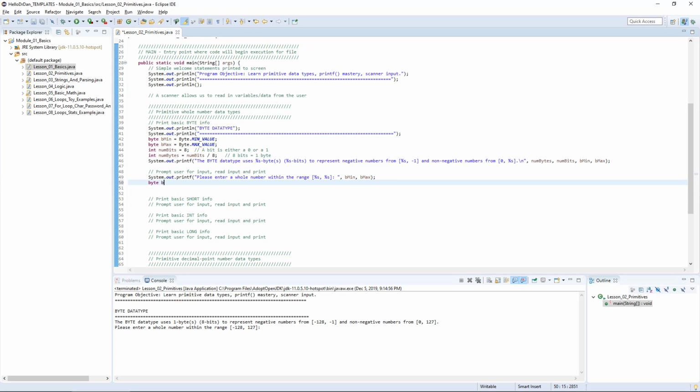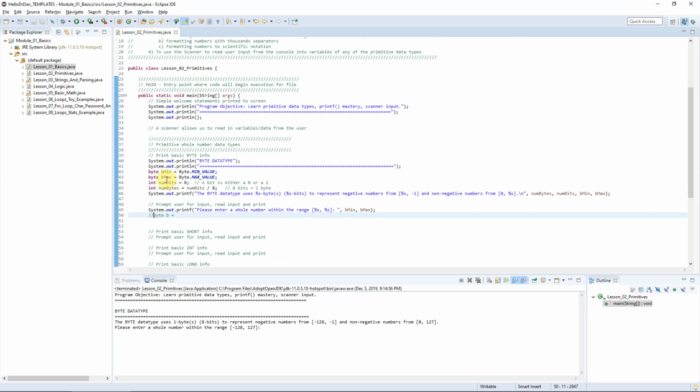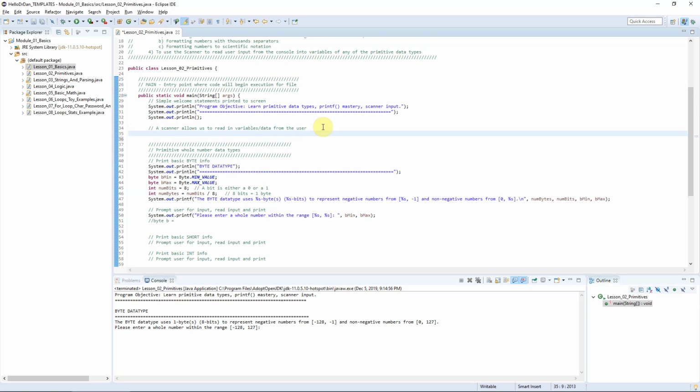So I'll say byte b equals, and now we need to actually figure out a way to read in information from our user. So we're going to do something new that we've never done before. I'm going to comment this line out because I'm not quite ready to use it yet. What we need to do is scroll up a little bit higher, and you'll notice there's a comment: a scanner allows us to read in variable data from the user.